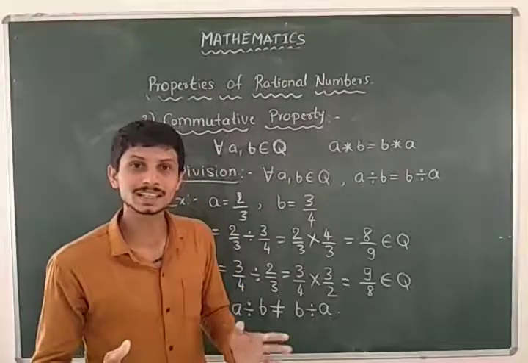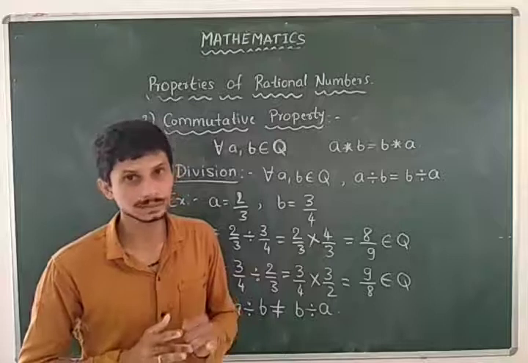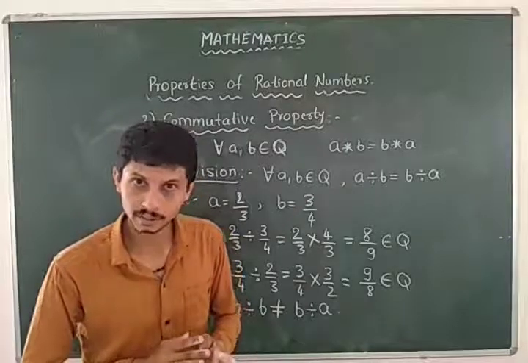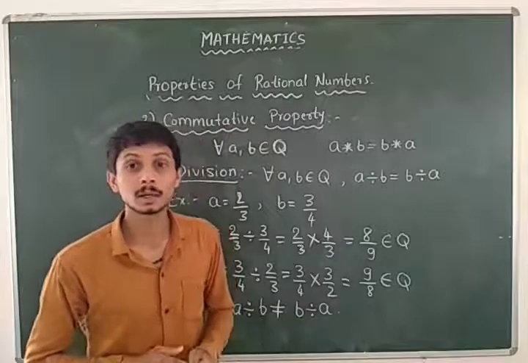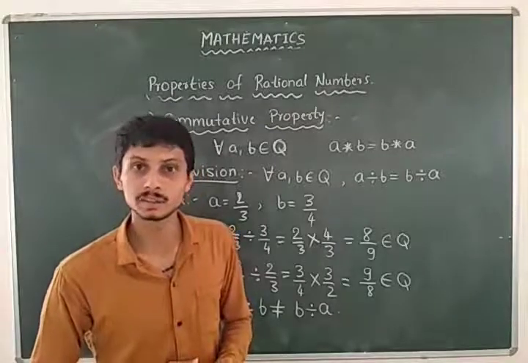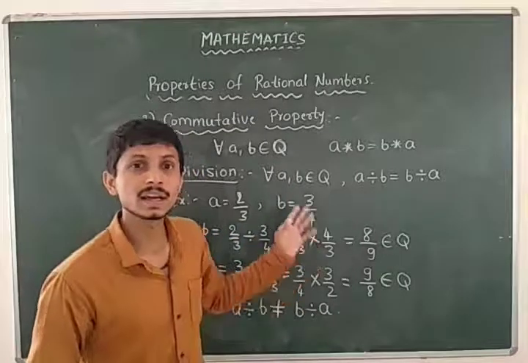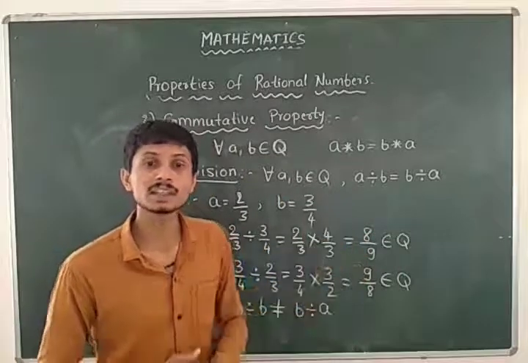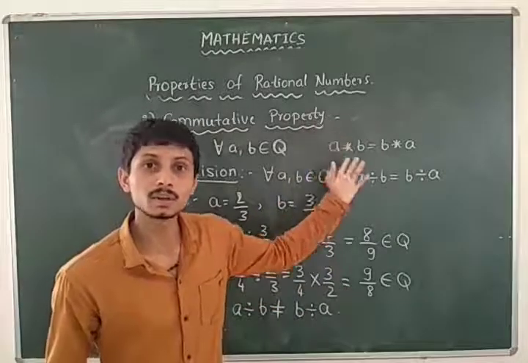So dear students, we checked the commutative property for addition, subtraction, multiplication and division. Here we got the result that rational numbers are commutative under addition, not commutative under subtraction, commutative under multiplication, and not commutative under division. You can take any examples while checking these properties of addition, subtraction, multiplication and division. It is all true for all rational numbers included in the rational number set.